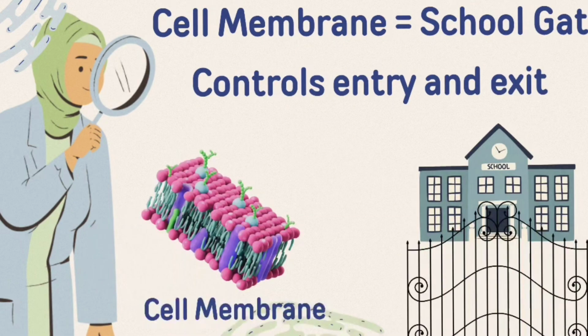Now think about the school gate. Not everyone can just walk in, right? The gatekeeper allows only students, teachers, or visitors with permission. That's exactly what the cell membrane does. It controls what enters and leaves the cell, like food, water, or waste.